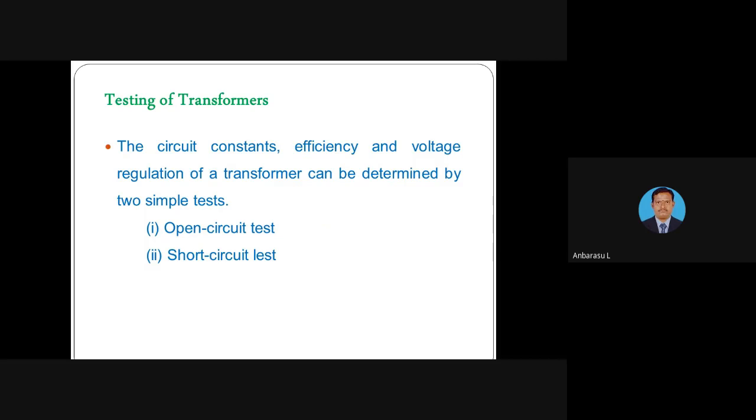So next we have to discuss the testing of a transformer. The tests are the open circuit test and the short circuit test. The equivalent circuit constant parameters, efficiency of a transformer, and voltage regulation of a transformer can all be determined by only two simple tests, that is the open circuit test and the short circuit test. So these two tests are very important for transformer testing.